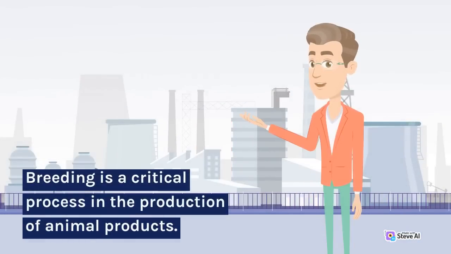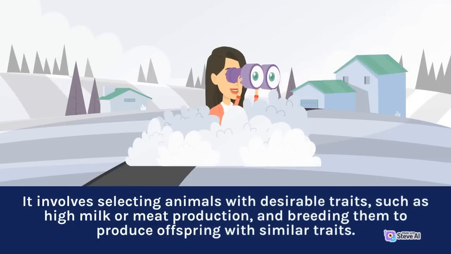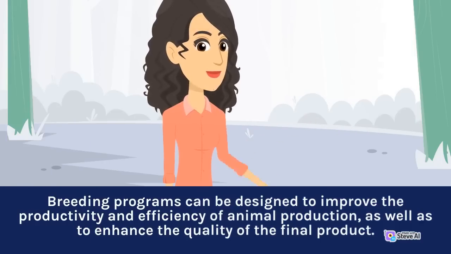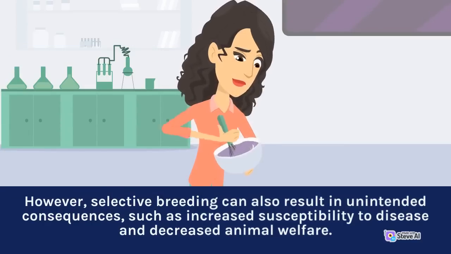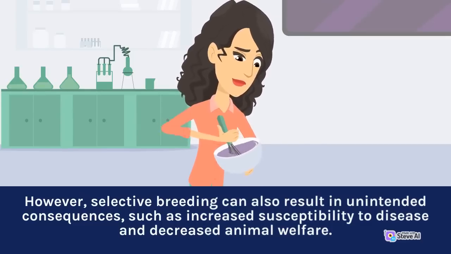Breeding is a critical process in the production of animal products. It involves selecting animals with desirable traits, such as high milk or meat production, and breeding them to produce offspring with similar traits. Breeding programs can be designed to improve the productivity and efficiency of animal production, as well as to enhance the quality of the final product. However, selective breeding can also result in unintended consequences, such as increased susceptibility to disease and decreased animal welfare.